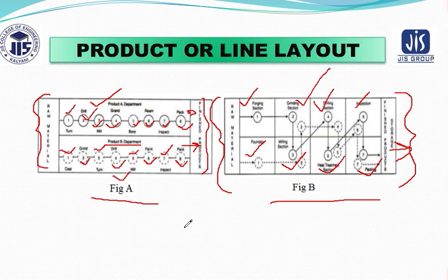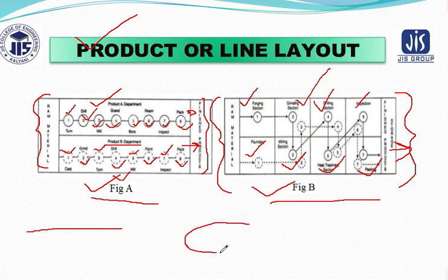So from this particular figure you can see how the product or line layout occurs. Hope it is clear to all of you from figure A and figure B. As I have already informed, product or line layout can occur in a straight line, or may not occur in sequence. You can also go with a U-shape arrangement. If you go with the U shape, fewer workers are required, but with a straight-line layout you need more workers.